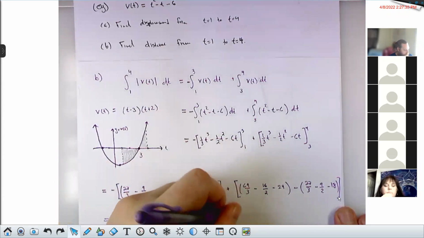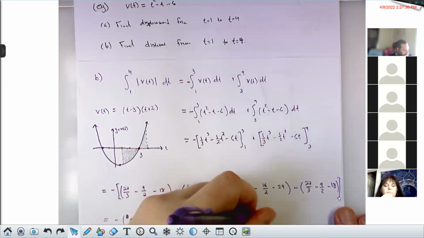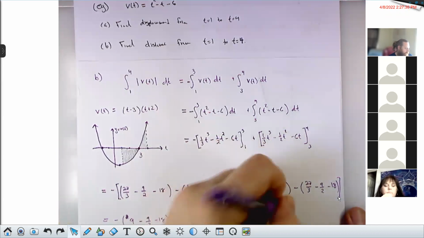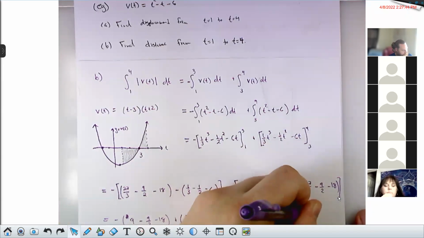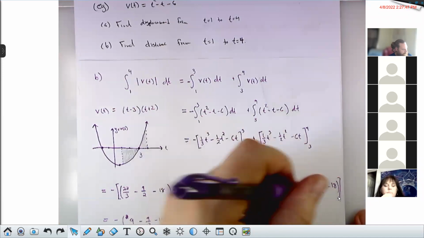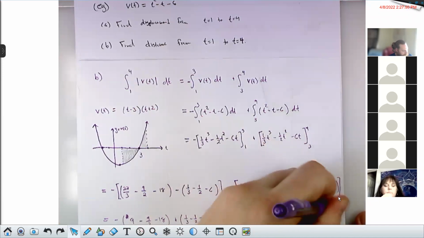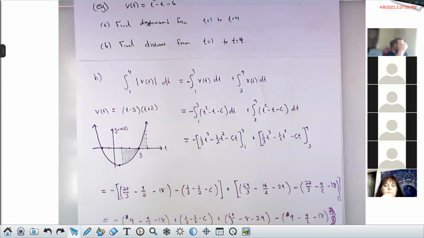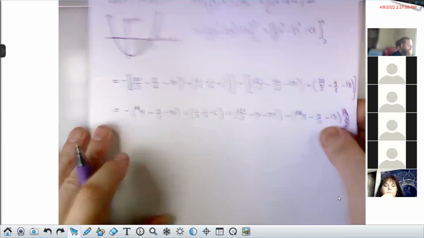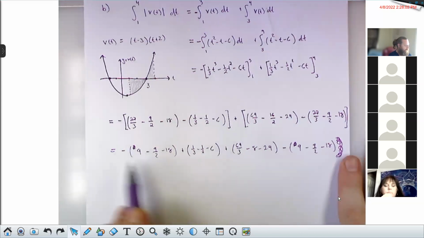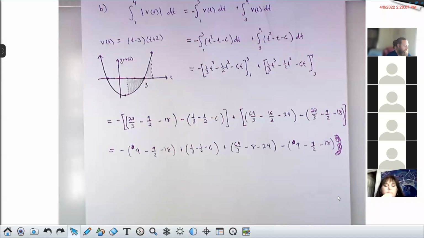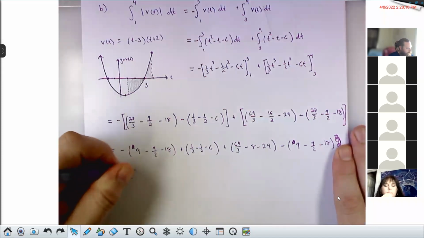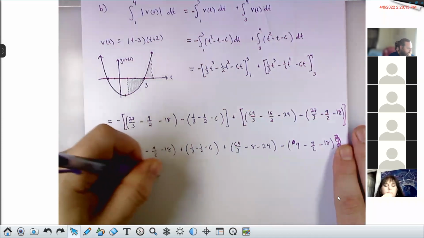I've got 64 thirds minus 8 minus 24, minus same deal 27 thirds. That's 9 minus 9 halves minus 15. And no more brackets. Okay. This thing and this thing are identical. They have the same sign, so I've got 2 copies of those. This is minus 9 halves minus 18, times 2.